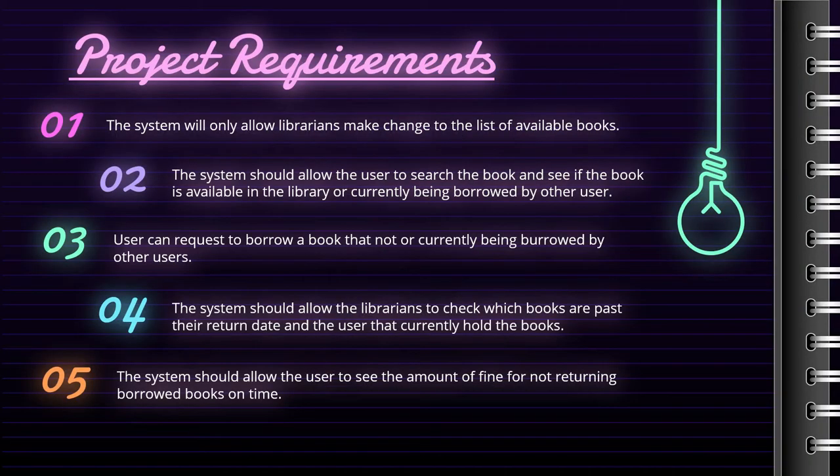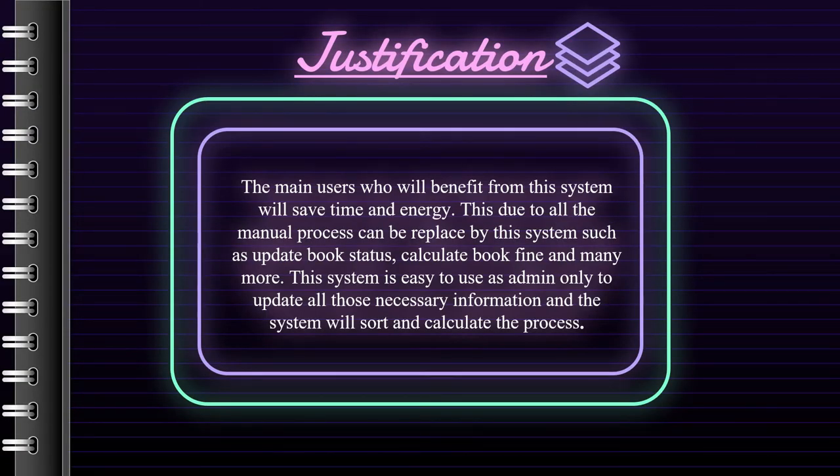Okay, next is project requirements. First, the system will only allow librarians to make changes to the list of available books. Second, the system should allow the user to search for a book and see if the book is available in the library or currently being borrowed by another user. Third, the user can request to borrow a book that is not currently being borrowed by another user. Fourth, the system should allow the librarians to check which books are past their return date and the user that currently holds the books. Fifth, the system should allow the user to see the amount of fine for not returning a borrowed book on time.